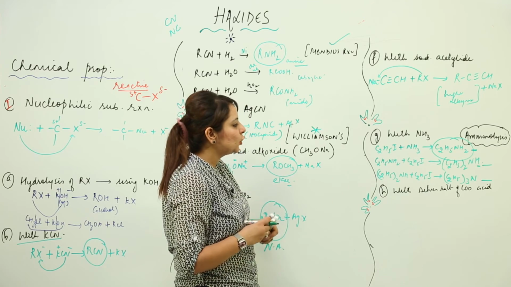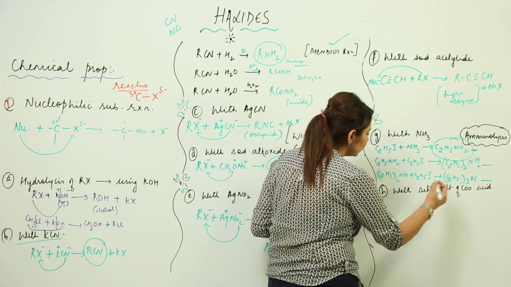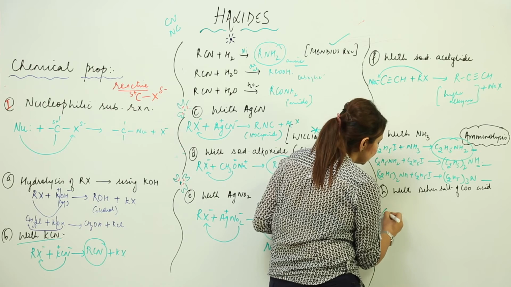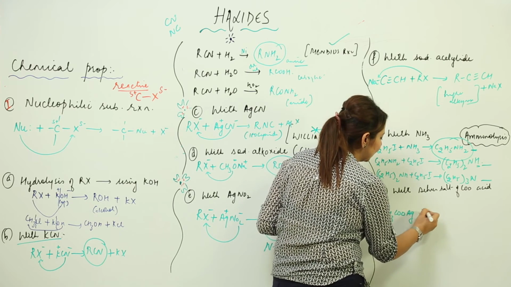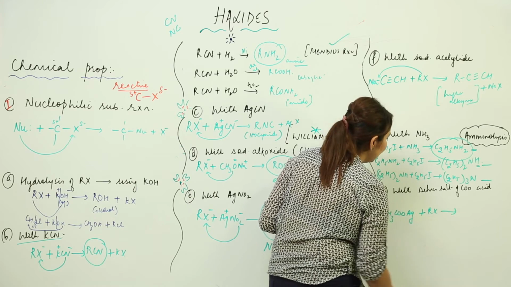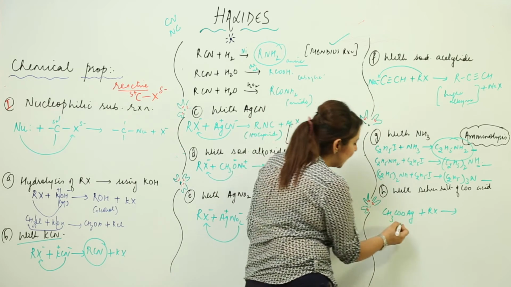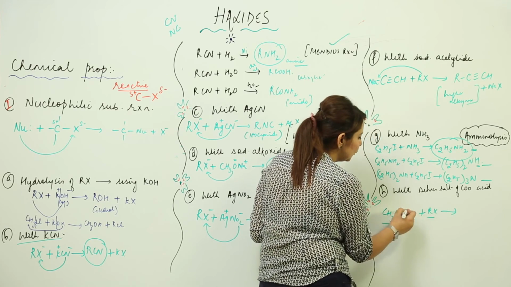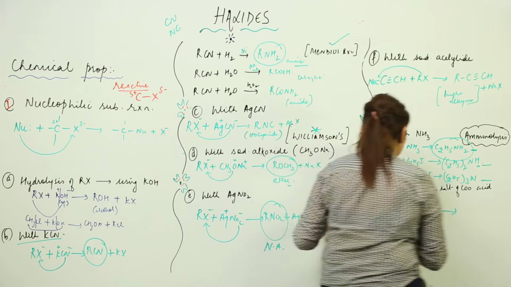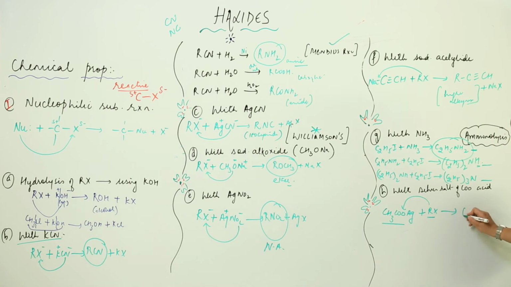Last is the silver salt of carboxylic acid. So whenever we react some silver salt, let's say CH3COOAg, with RX, what I am going to get is, so this is my acetate group, right, and this R is going to attach here. So what I am going to get here is CH3COOR plus AgX, that means RCOOR, an ester.